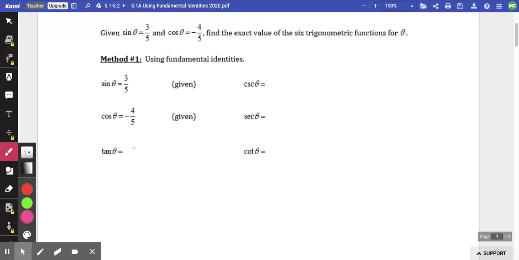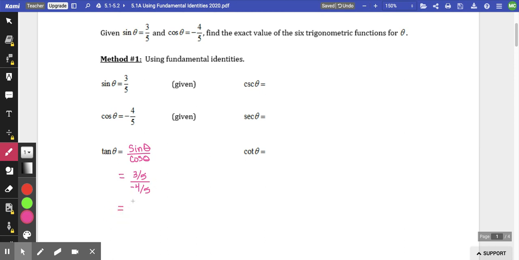So for tangent of theta, I would need to express it in terms of sine and cosine. So I know that tangent of theta is sine of theta over cosine of theta. And once I've written it like that, then I can use my given information and substitute. So in the original given information, they tell me that sine of theta is 3/5 and cosine of theta is negative 4/5. So now all we need to do is simplify this compound fraction here.